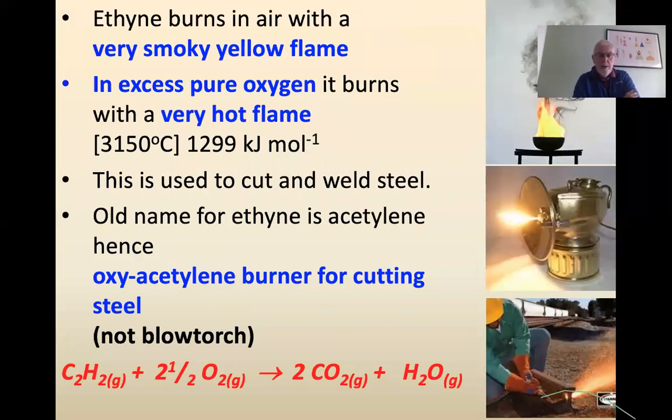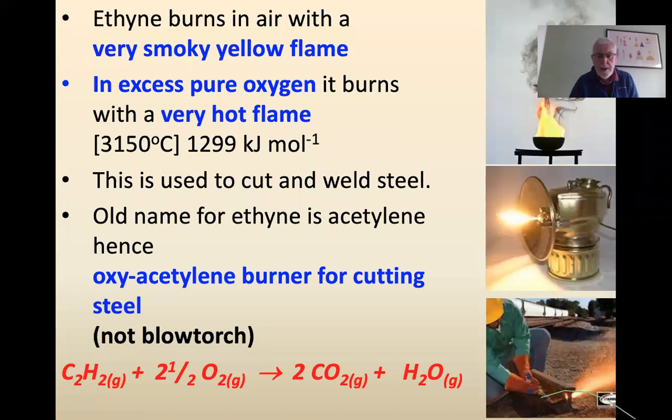Ethyne burns in air with a very smoky yellow flame. Here we've got an evaporating basin or a crucible, could be either, and in it we've got some calcium dicarbide and we've put in some water and it's producing ethyne, and we light it and we get this very yellow flame, but we also get a very, very sooty flame, lots of carbon produced, right? So it's a very smoky yellow flame.